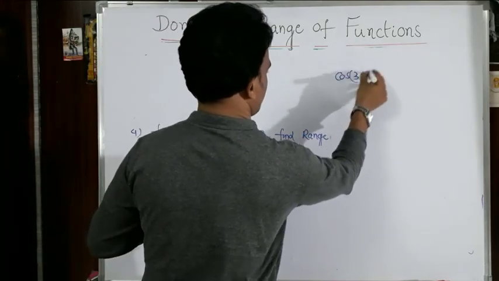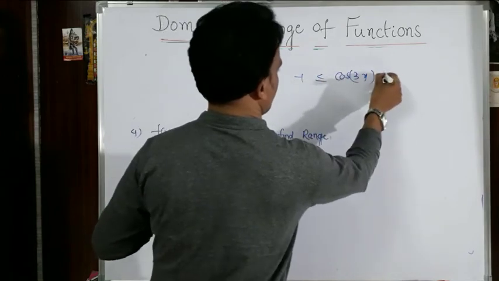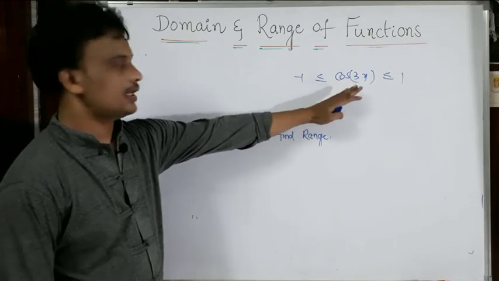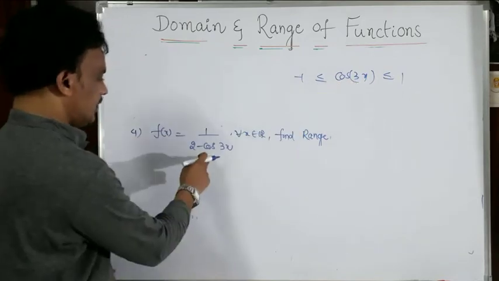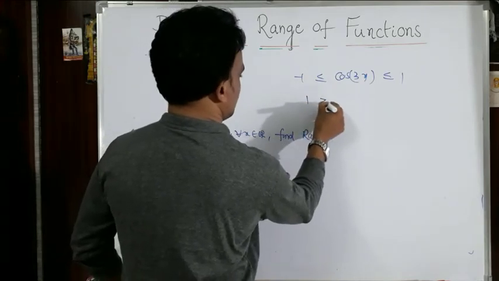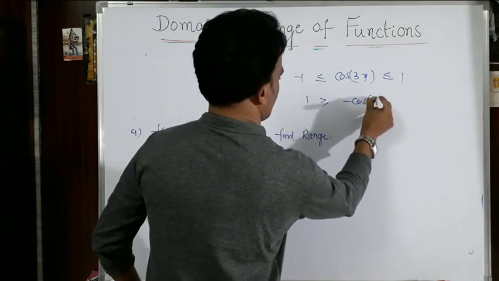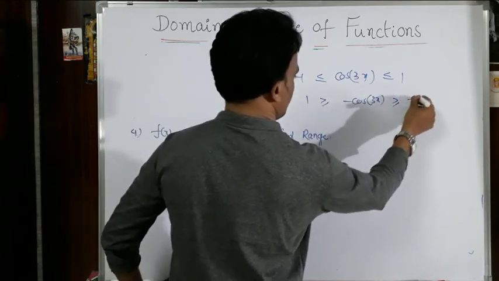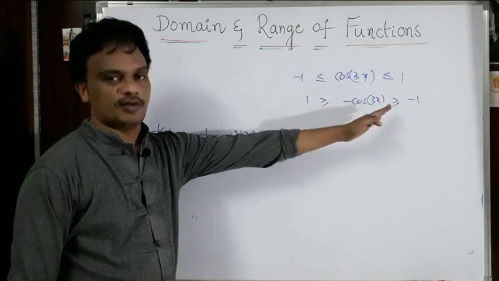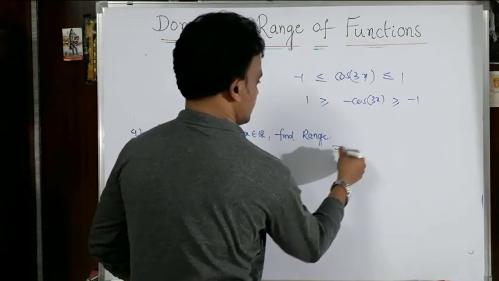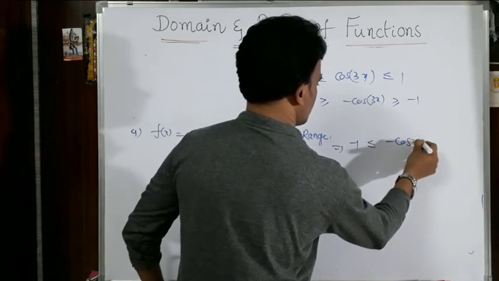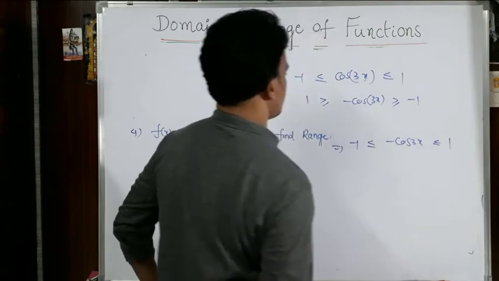The cos function always lies between −1 and +1. So cos 3x lies between −1 and +1. Here I want −cos 3x, so totally multiplied by minus. Multiplying with a negative changes the inequality. So please write in order: −1 ≤ −cos 3x ≤ +1.